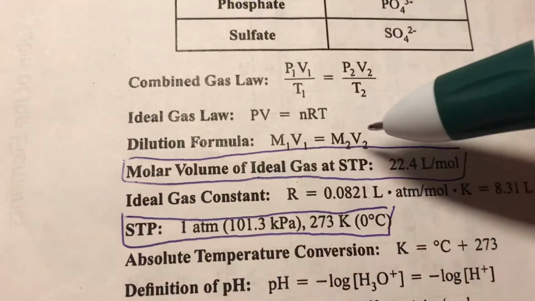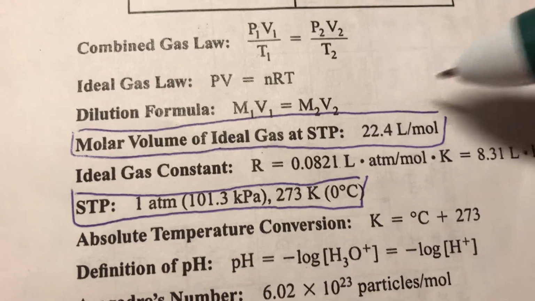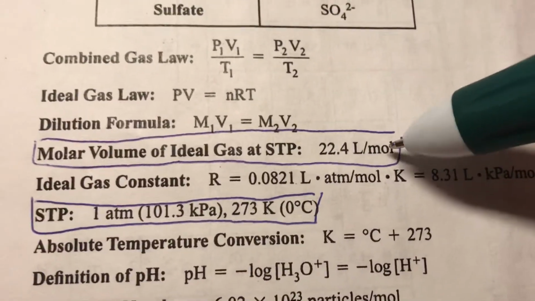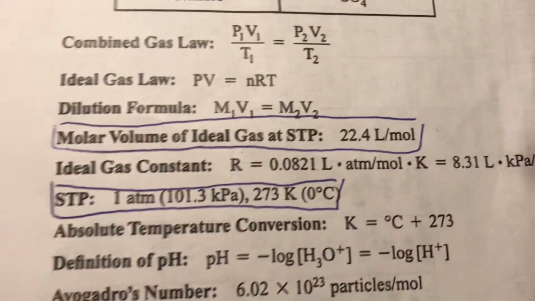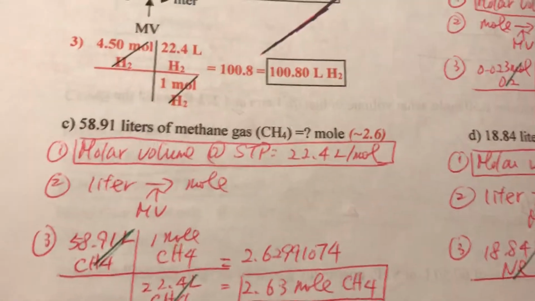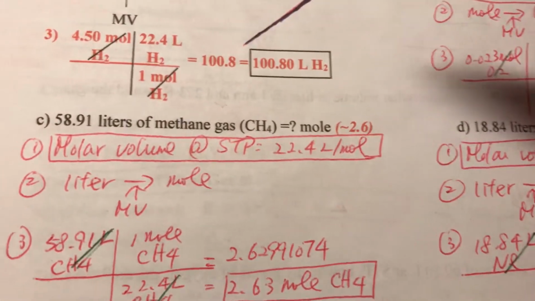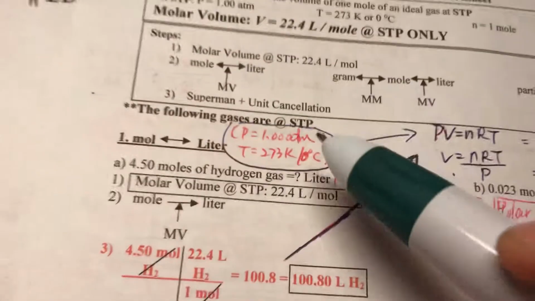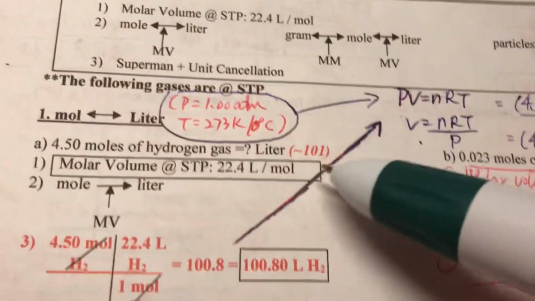So you can just copy this: molar volume at STP is 22.4 liter per mole. Just write this sentence to replace the reasoning, like when you say the pressure is constant, that's why it's whatever law. So step 1, you tell me the reason.